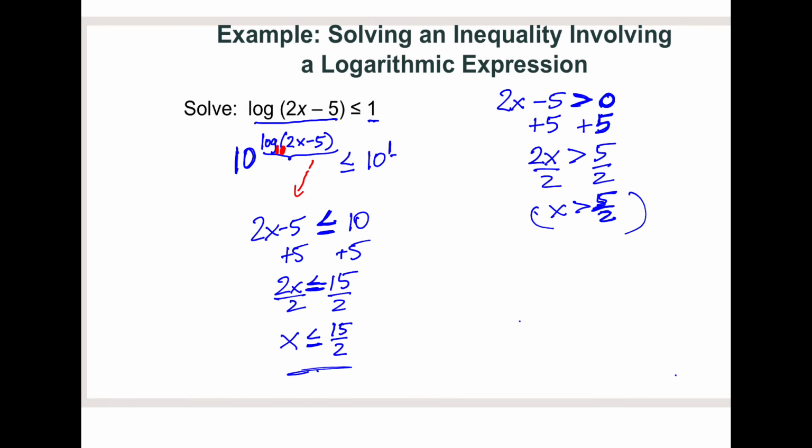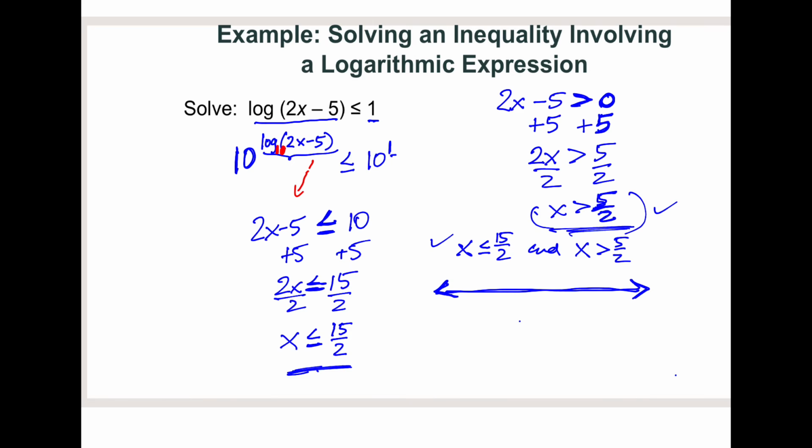So I have to meet this requirement as well as this one. That's kind of an and statement here. In other words, my solutions x have to be less than or equal to 15/2, and x has to be greater than 5/2. The solutions lie there, and they have to meet both requirements. I can't have something that busts my domain, but these also are the ones that give me values less than or equal to 1. This, of course, is 7.5, and this is 2.5.